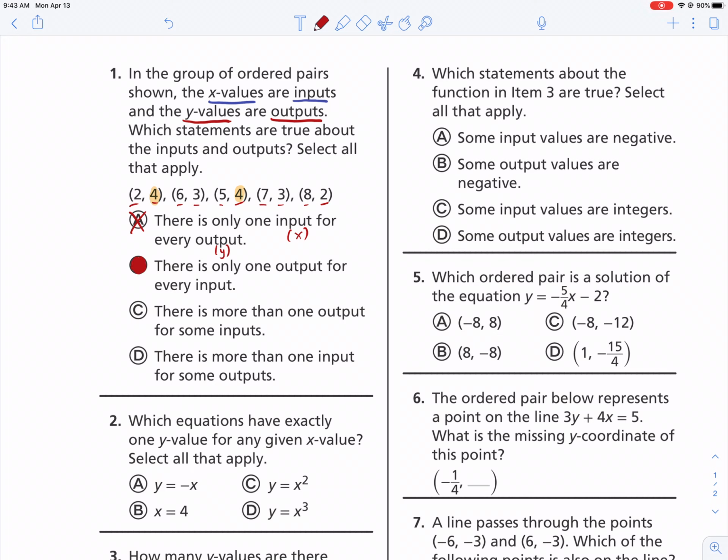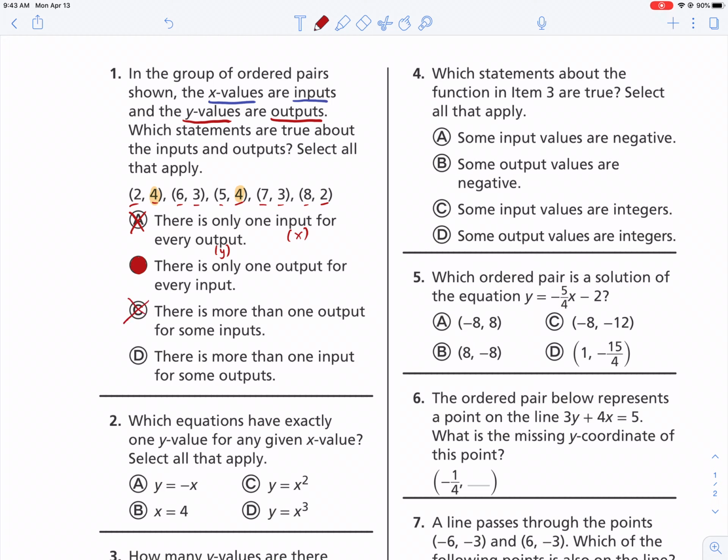If we look at C, it says there is more than one output for some inputs. And looking at all of these, we don't have more than one output for some of these inputs because we don't have any repeated inputs. So like I didn't plug in a 2 and get two different ones, or I didn't plug in a 2 and have two solutions that came out. So it's not going to be C.